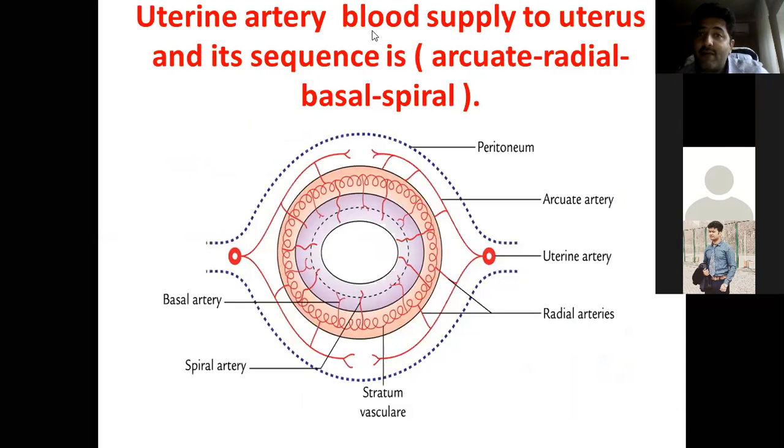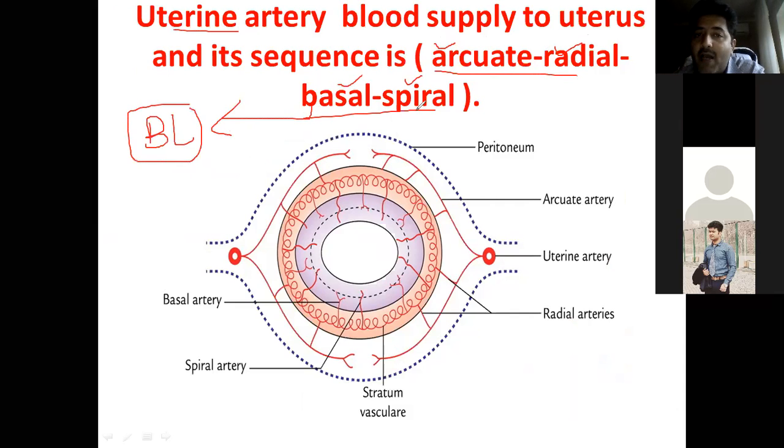This is also very important. Please remember this sequence. Okay, uterine artery sequence will be ARBS. Uterine artery will divide into arcuate artery, then it will be further divided into radial artery, basal artery, and spiral artery. Okay, the basal artery will give blood supply up to the basal layer of the uterus, but spiral artery will give blood supply to the functional layer of the uterus.